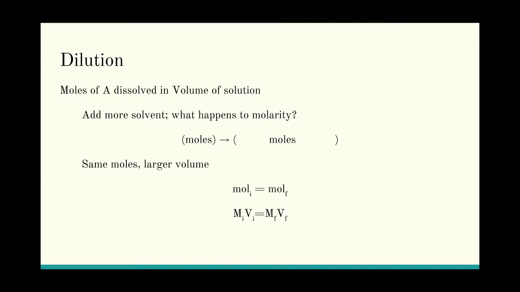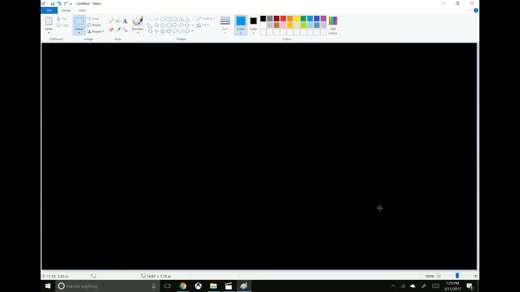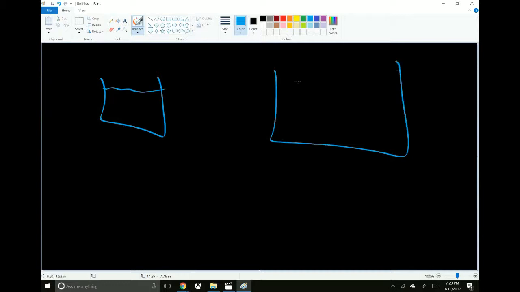Dilutions happen all the time. You usually prepare what's known as a stock solution, a high concentration of some sort of material, and then you use that to make dilutions that are lower in concentration that are easier to work with. So what happens when you dilute something? Here is your solution, and pour it into a bigger container, and you add water. So what changes from one to the other?